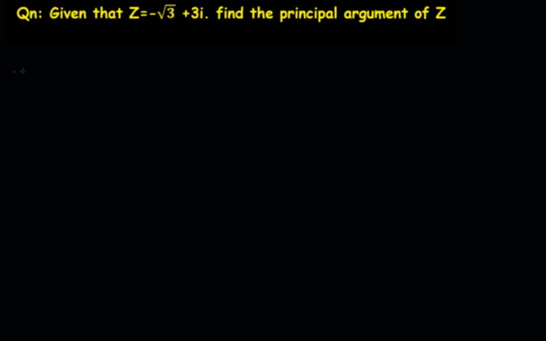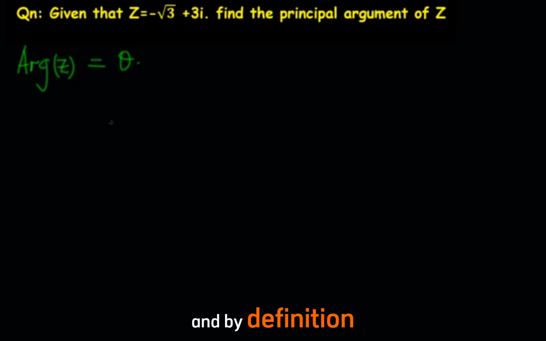We are going to say the argument of a complex number z is equal to theta, and by definition this is the angle the complex number z makes with the positive real axis on an Argand diagram. I repeat, this is the angle the complex number z makes with the positive real axis on an Argand diagram.